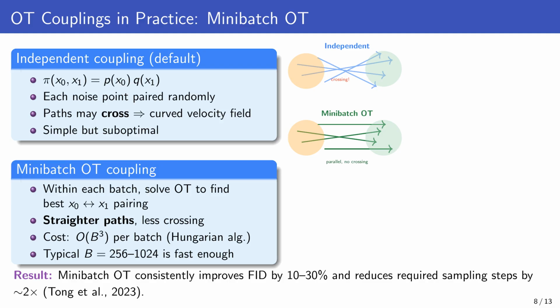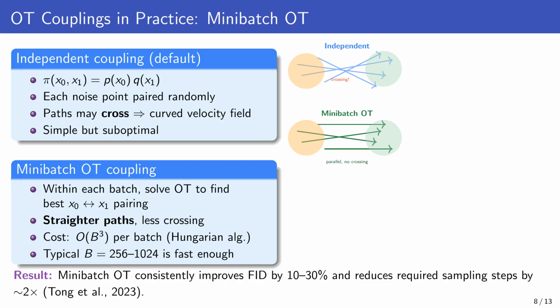These crossing paths create a curved velocity field that the network has to learn, requiring more capacity and more sampling steps. Minibatch OT fixes this. Within each training batch, you solve an optimal transport problem to find the best pairing between the B noise points and the B data points. Best means minimizing total transportation distance. This produces nearly parallel, non-crossing paths within the batch.